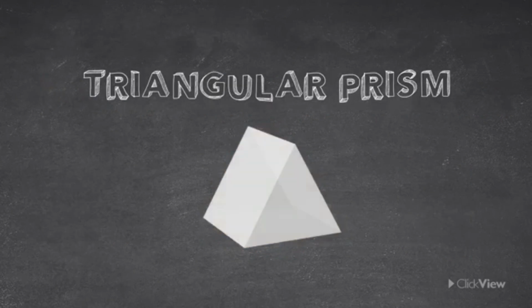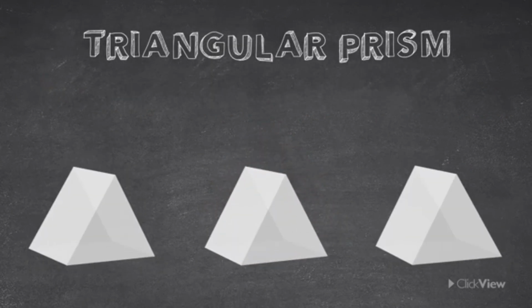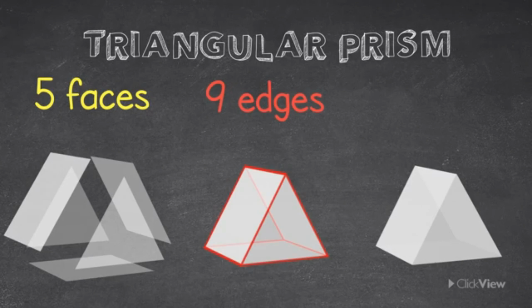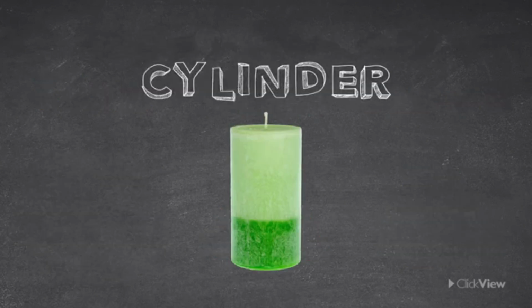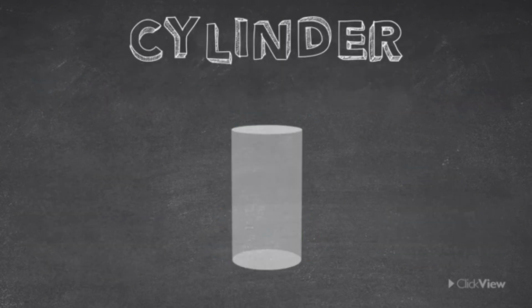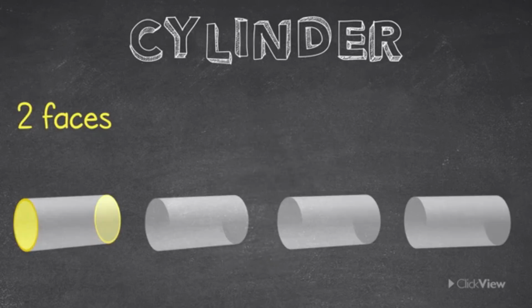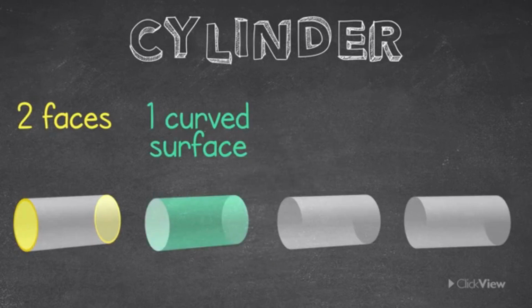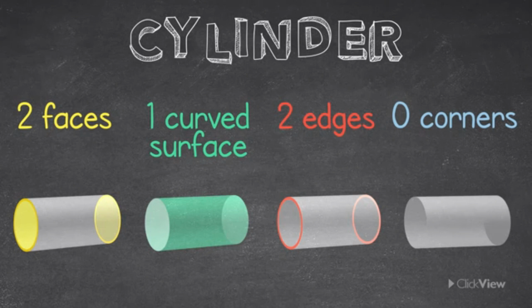This is a triangular prism. Now, it has 5 faces, 9 edges, and 6 corners. Now, this is cylinder. The cylinder has 2 faces, 1 curved surface, 2 edges, and no corners.